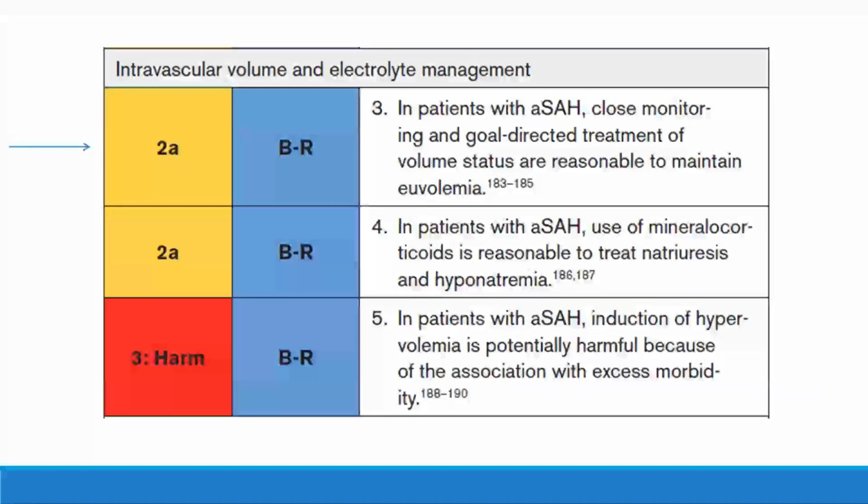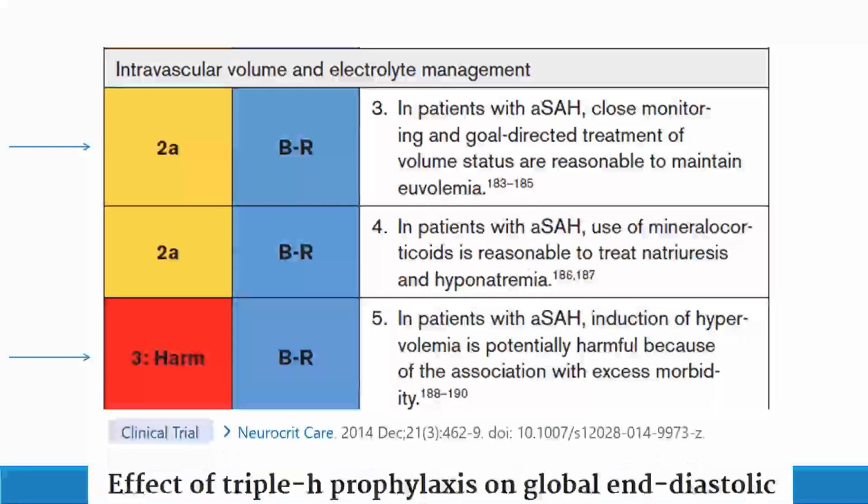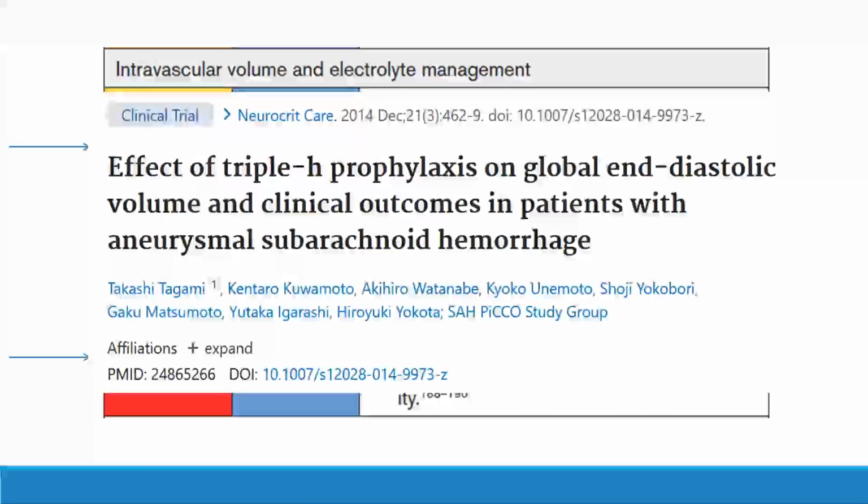This is given in the guideline as a level 2A recommendation: in patients with subarachnoid hemorrhage, close monitoring and goal-directed treatment of volume status are reasonable to maintain euvolemia, and inducing hypervolemia is potentially harmful because of the association with excess morbidity. We used to follow the triple H therapy prophylaxis, but there are multiple studies. This is one study which shows that triple H has multiple harmful effects. So we have to avoid hypervolemia.